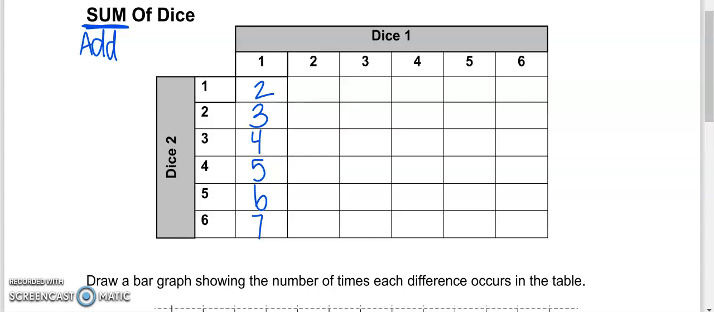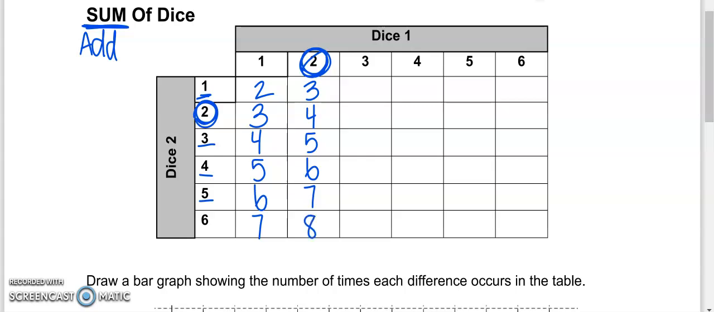So if we were to jump over to rolling a 2 on the first dice and then rolling a 1, 2 plus 1 gives us 3. Rolling a 2 and then another 2, 2 plus 2 gives us 4. And then we could continue going. 2 plus 3 would give us a 5. 2 plus 4, a 6. 2 plus 5, 7. 2 plus 6, 8.